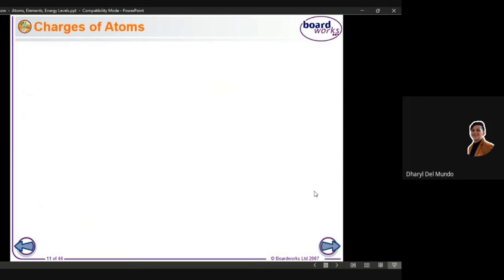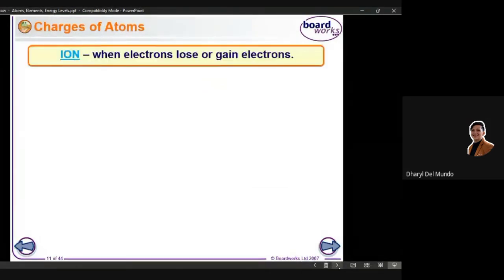So now let's go to the charges of atoms. Different subparticles have different charges. But first, I want you to remember the word ion. An ion is formed when an atom loses or gains electrons. Okay? So an atom can lose or gain electrons. This is now the term that we are going to use: ion. An atom that gains electrons becomes an ion, and an atom that loses electrons becomes an ion.